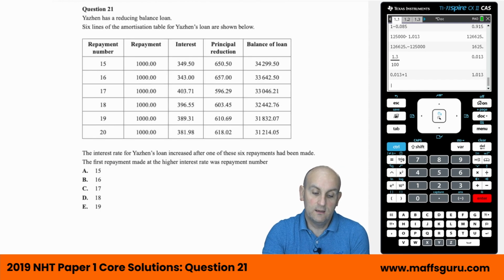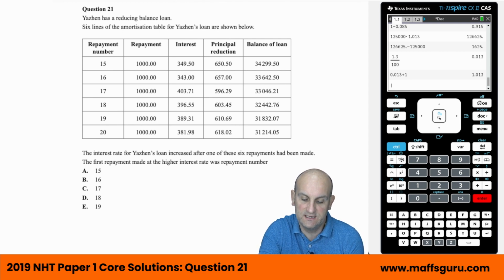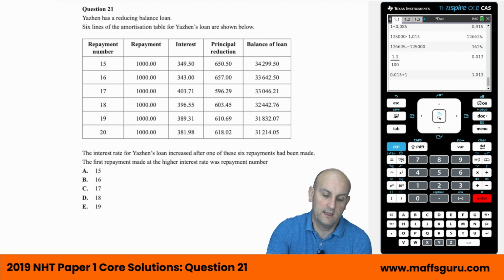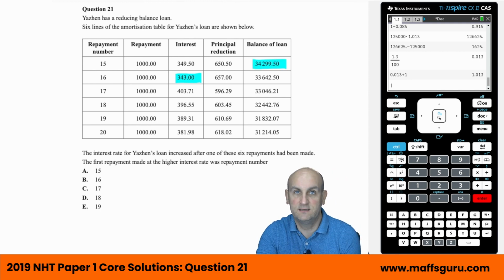Next is a reducing balance loan. Amortization tables are in every single year. 6 lines of the amortization table for Yarzen are shown below. The interest rate for Yarzen's loan increased after one of these 6 repayments had been made. The first repayment made at the higher interest rate was repayment number... Okay, so to work out the interest rate, you always take the actual interest that was charged and divide it by the balance of the previous loan.